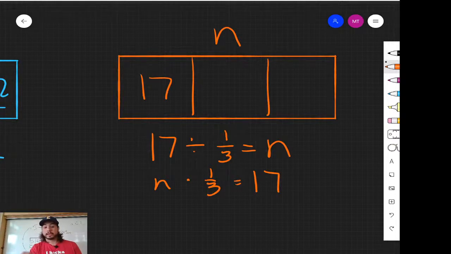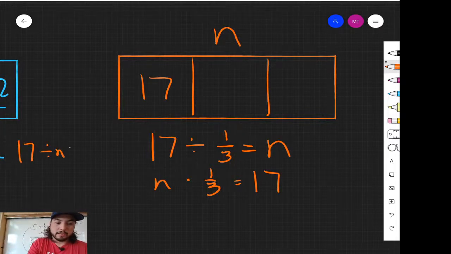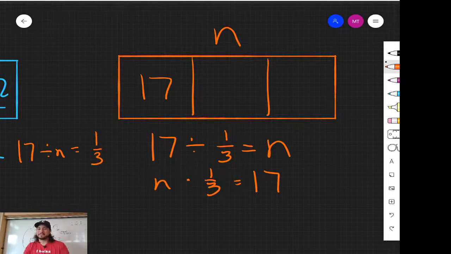tricky one using that commutative property, or that associative property, I should say. Somebody says 17 divided by n equals 1/3. That's one we didn't talk about, but yes, it is true. Wow, big brain there. Nice work. Any other ones? Let's see. We've got 17 divided by 1/3, 1/3 times n.